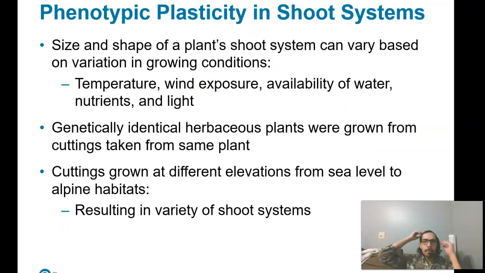The size and shape of the plant shoot system can also vary based on the variation of growing conditions. So things like temperature, the availability of water, nutrients, and light, and also genetically identical herbaceous plants, if grown in different environments, can have a lot of variation. So this was one of the experiments that they tried by taking cuttings of identical herbaceous plants and growing them at different elevations.